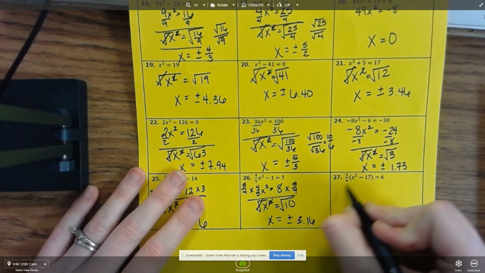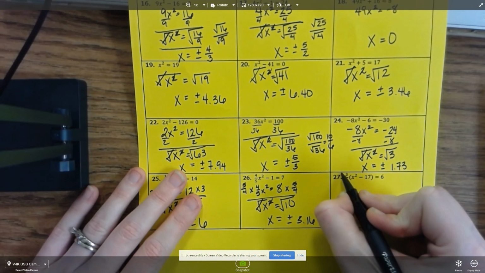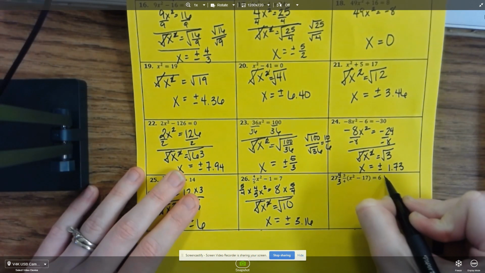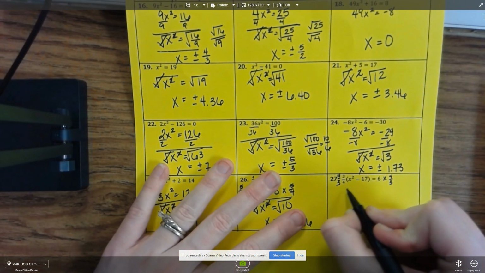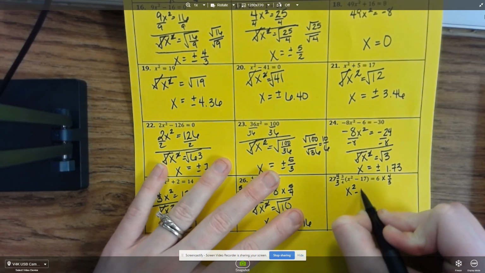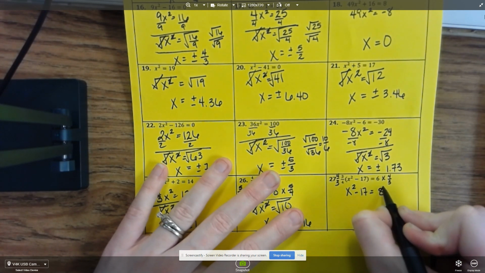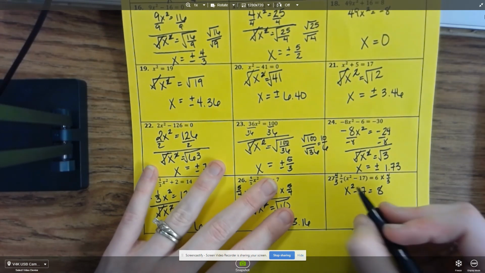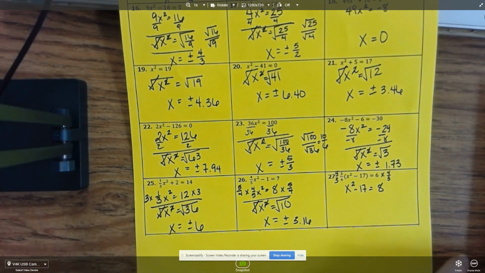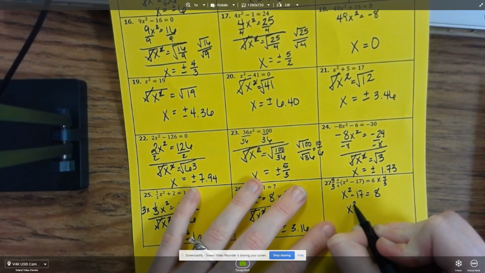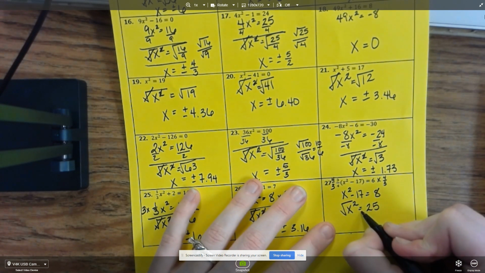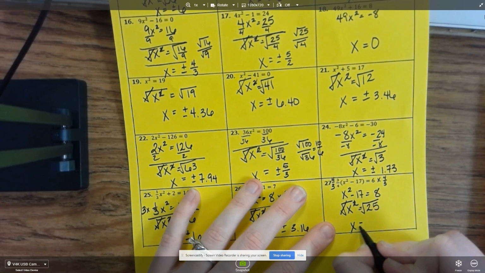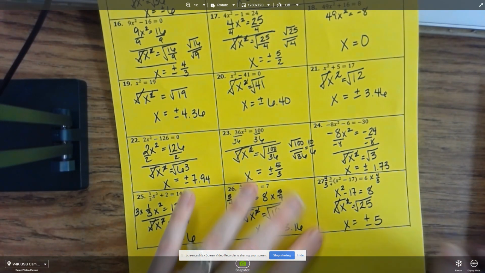All right. This one you've got some breaking down to do. So what we're going to do first is we're going to get rid of this 3/4. So we're going to multiply both sides by 4/3. So remember, to get rid of a fraction, you flip it on its head. So 6 times 4/3 is going to give me an 8. So now I'm just left with x squared minus 17 equals 8. Then I can add the 17 to both sides, and I would get x squared equals 25. And then square root both sides, and x is going to equal a positive negative 5.